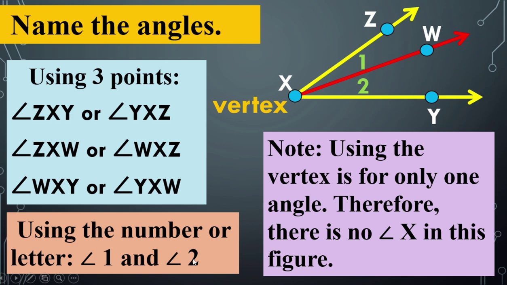So, since I have here angle 1 and angle 2 because that is given. Okay, question. If I will be asking, what is the other name for angle 1? Can you give it to me? Angle 1 is also angle ZXW or WXZ. Now, what is the other name for angle 2? Angle WXY or angle YXW. But for angle ZXY or YXZ, we do not have another name for this angle. Again, remember, we cannot use the vertex because we have more than one angle. Always remember that if we're going to use 3 points, always place your vertex at the center.